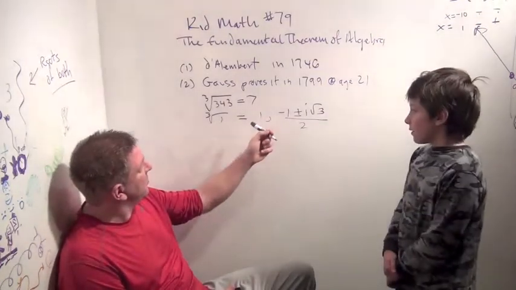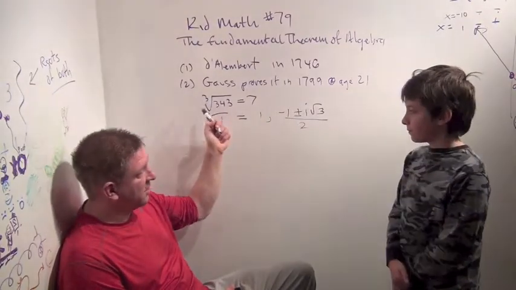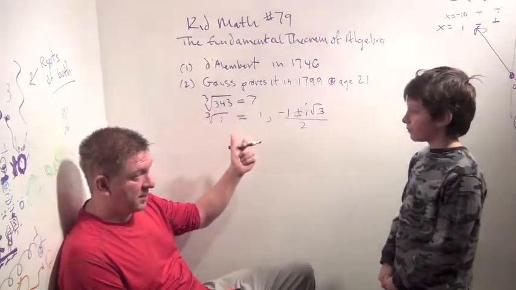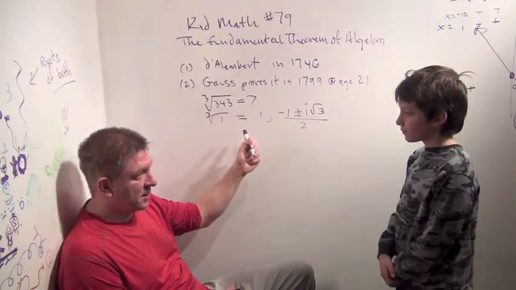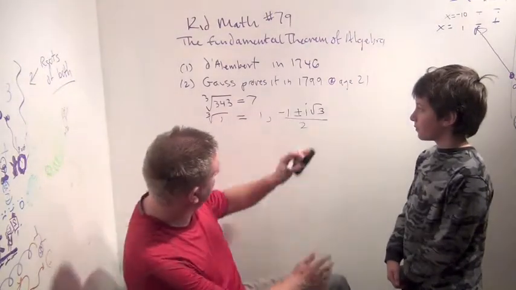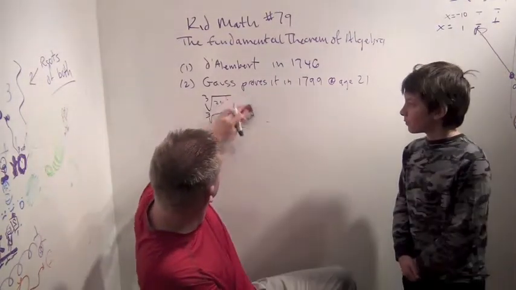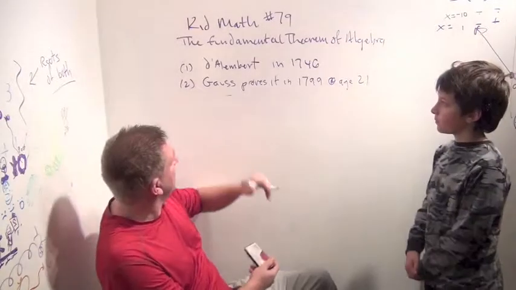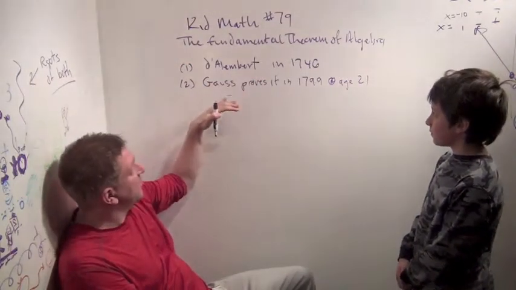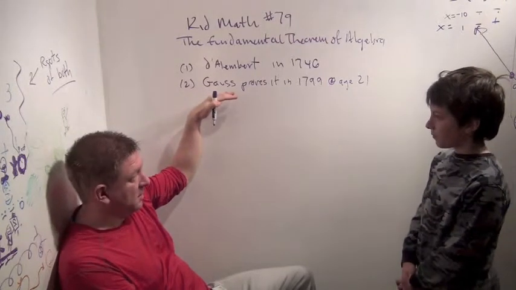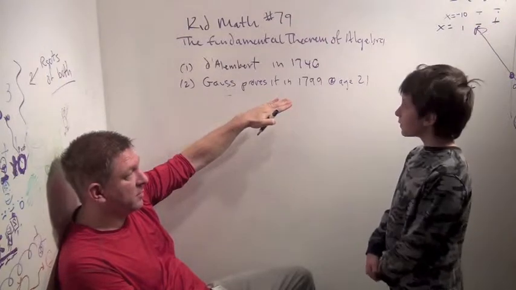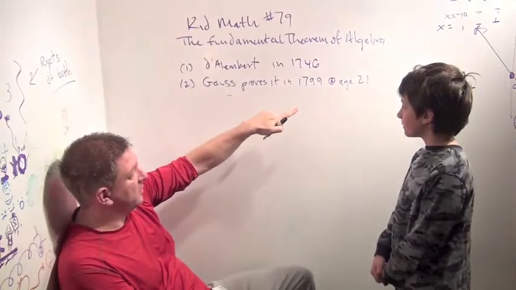But it gets to the point that cube roots have 3 solutions. Square roots have 2 solutions, plus and minuses. Cube roots have 3. Fourth roots have 4. And there's a general theorem called the fundamental theorem of algebra that was first stated by D'Alembert, a French mathematician, in 1746. And it was proved by Gauss in 1799, so quite a long time ago, more than 200 years ago, when he was 21.